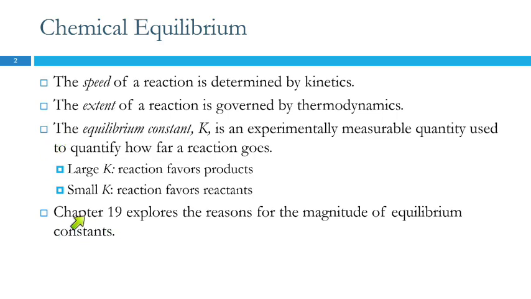Yeah, there it is, chapter 19. The equilibrium constant is something that's experimentally determined, and it gives us a measurable quantity to express how far a reaction proceeds. So if we have a large equilibrium constant, that means that the reaction favors products. And if we have a small equilibrium constant, it favors reactants.